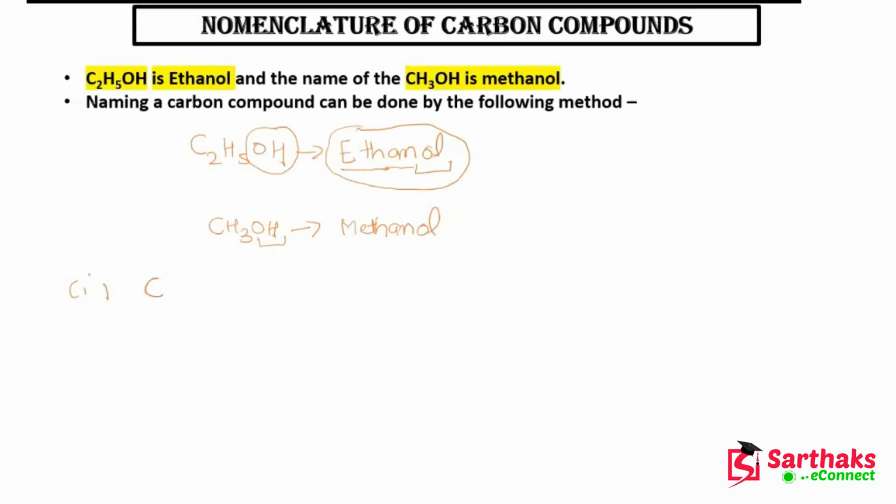Let's suppose C3H8. So this is basically what? This is propane, and you can see that 3 carbons are present here and only single bonds are here. So that's why we have given it the name propane. I hope this point is clear to you.